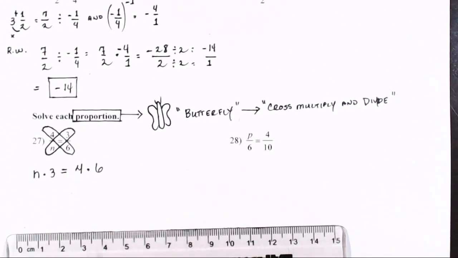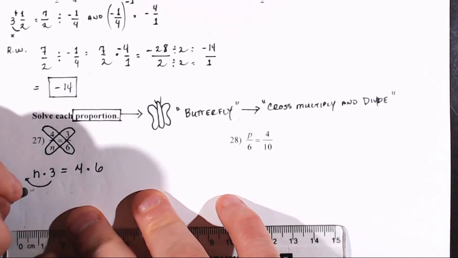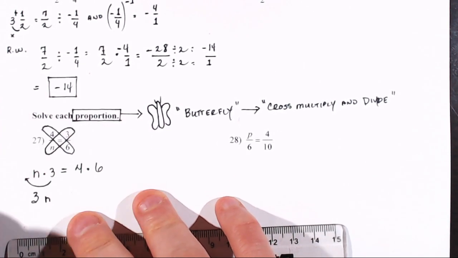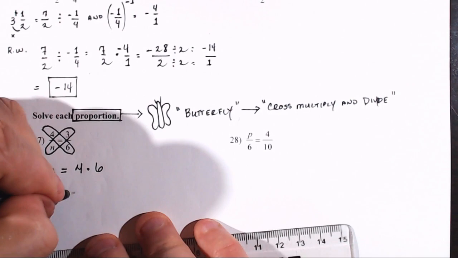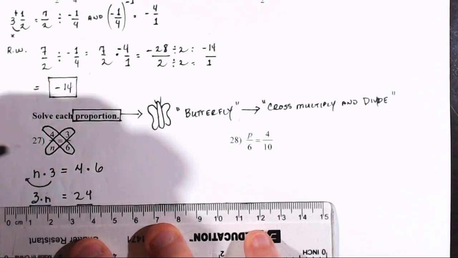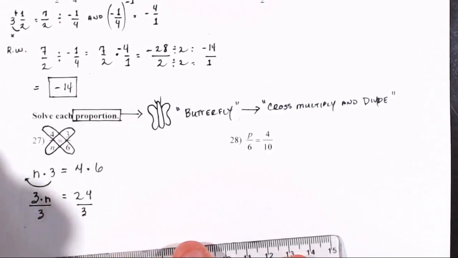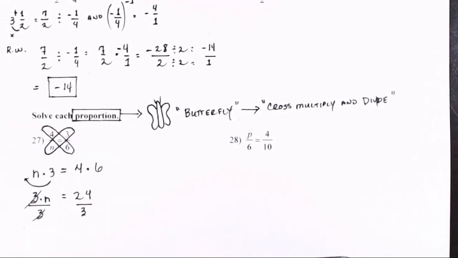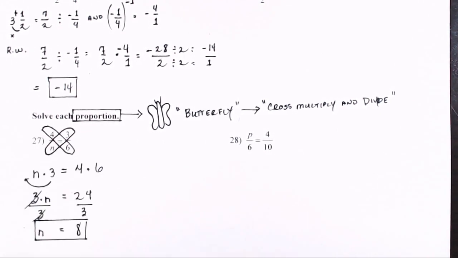Now, we don't typically write a variable in front of a constant. We typically write the constant in front of the variable. So I'll write 3n. Remember the multiplication is understood, 3 times n equals 4 times 6, and 4 times 6 is 24. And so what I can do is divide both sides by 3 because I want to get rid of the 3. And on the left, the 3's cancel out, and I'm left with n equals 24 divided by 3, which is 8. And so my answer that I put in a box is n equals 8.